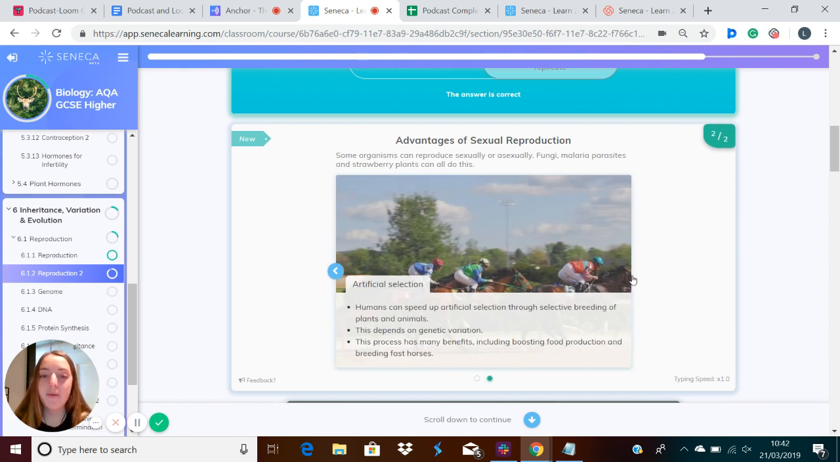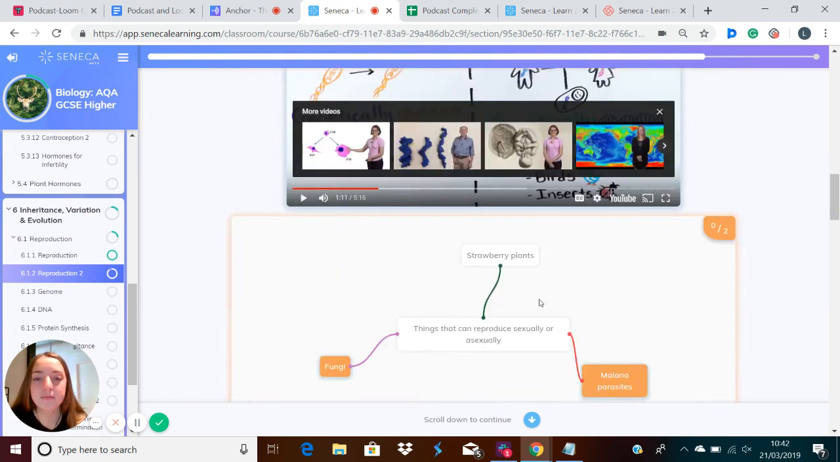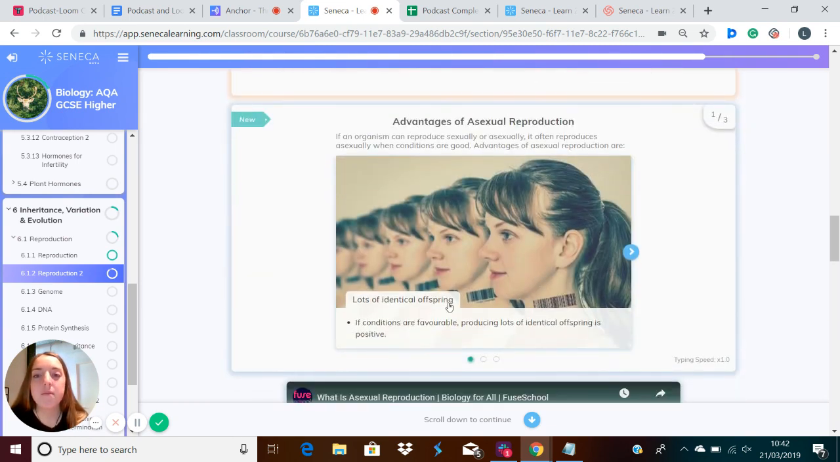Humans can speed up artificial selection through selective breeding of plants and animals, and this all depends on genetic variation. Because if there's genetic variety, you can select organisms that have certain characteristics that you want. If there's no variety, everything's identical, so you can't select them for these things. This process has many benefits, including boosting food production or things like breeding fast horses if you're into horse racing. So that's the advantages of sexual reproduction.